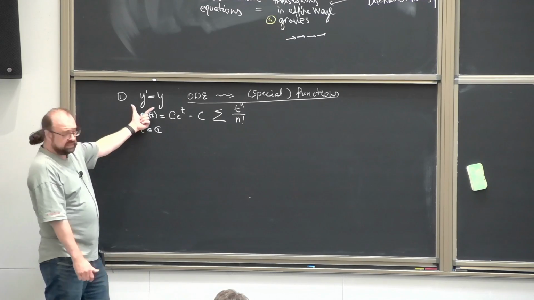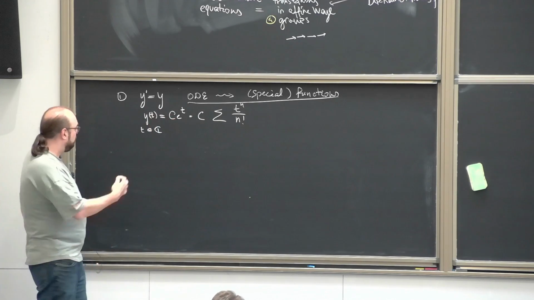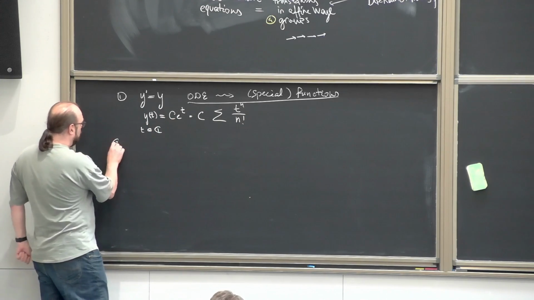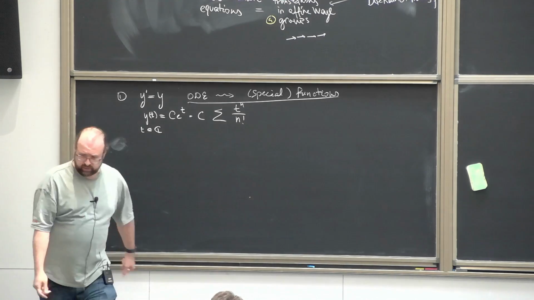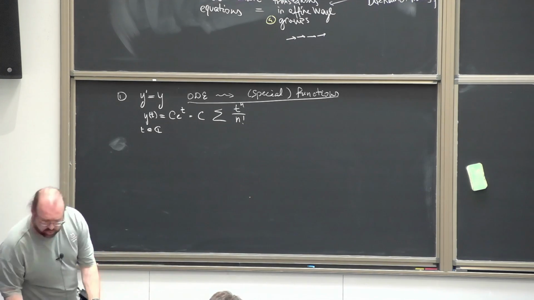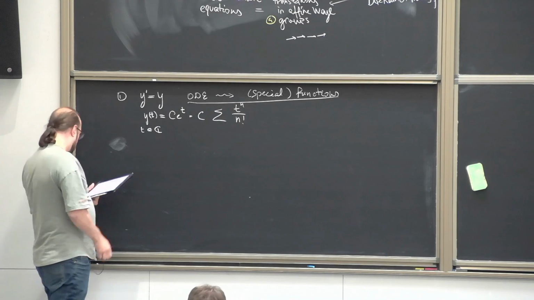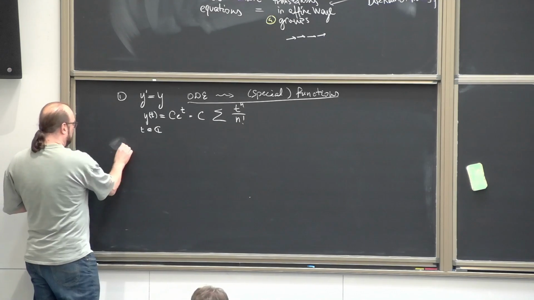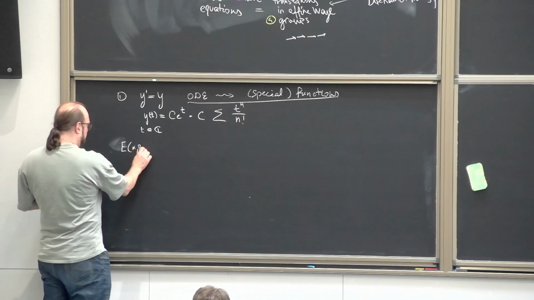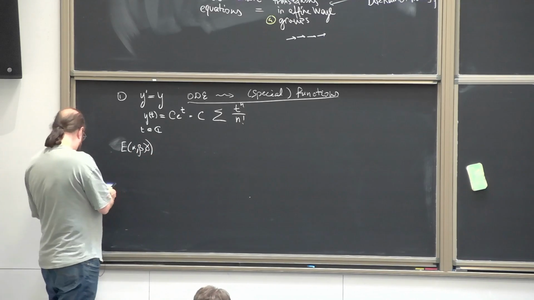Of course, this is something very, very simple. If you try to do something a little bit more interesting, you can look at the following equation, E of alpha, beta, gamma. Okay?